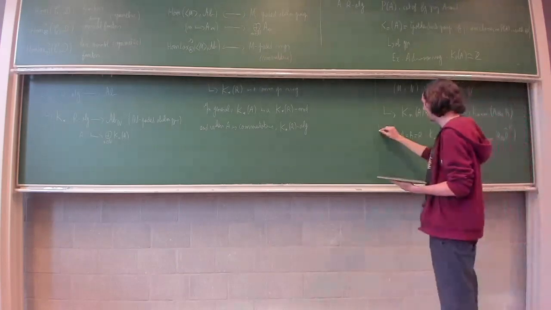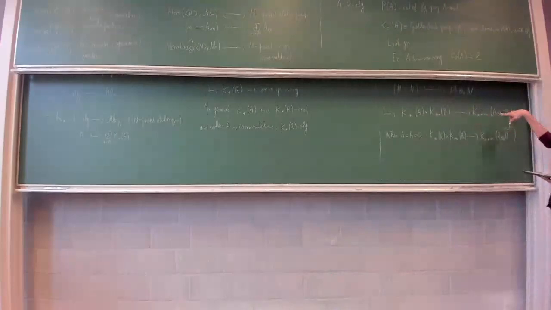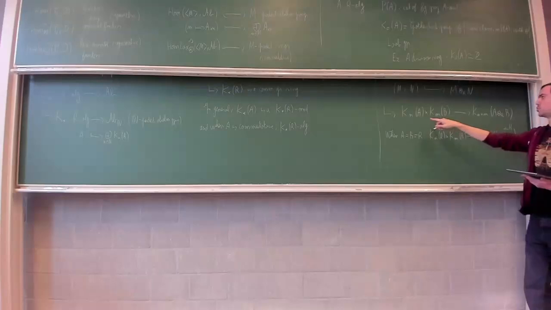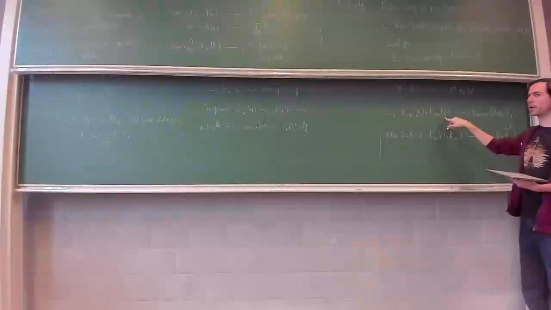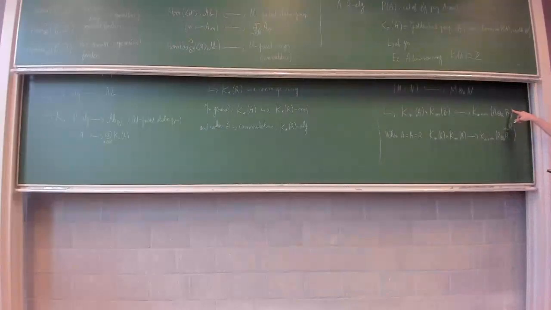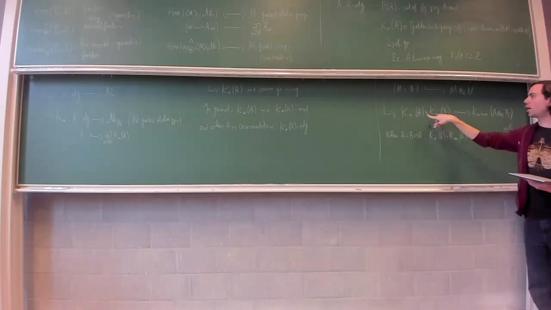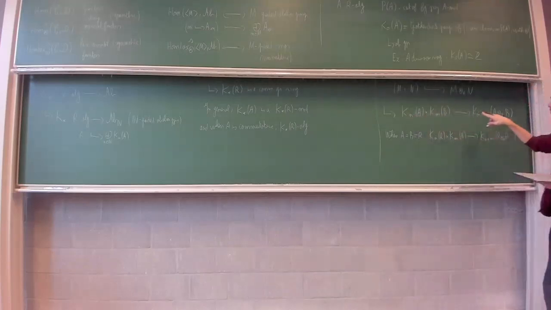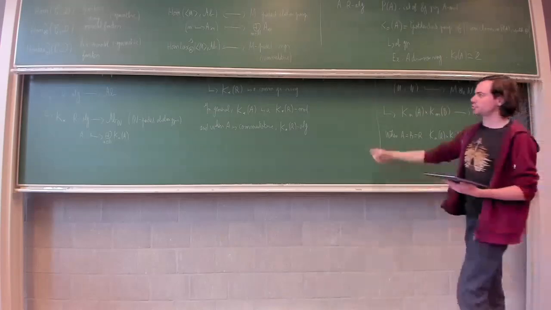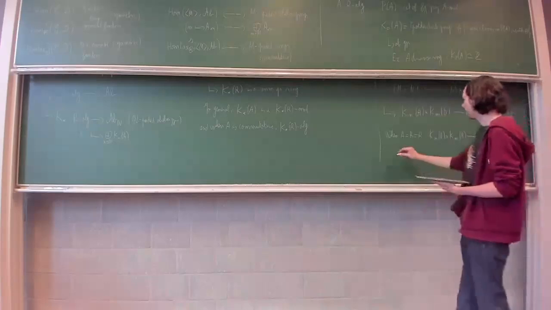And in general, when A is commutative, that also explains where the R-module structure comes from. If you just replace, for instance, B by R, then A tensor R is just A. So that tells you how K_m of R acts on K_n of A to give K_{n+m} of A. That explains this graded module structure.